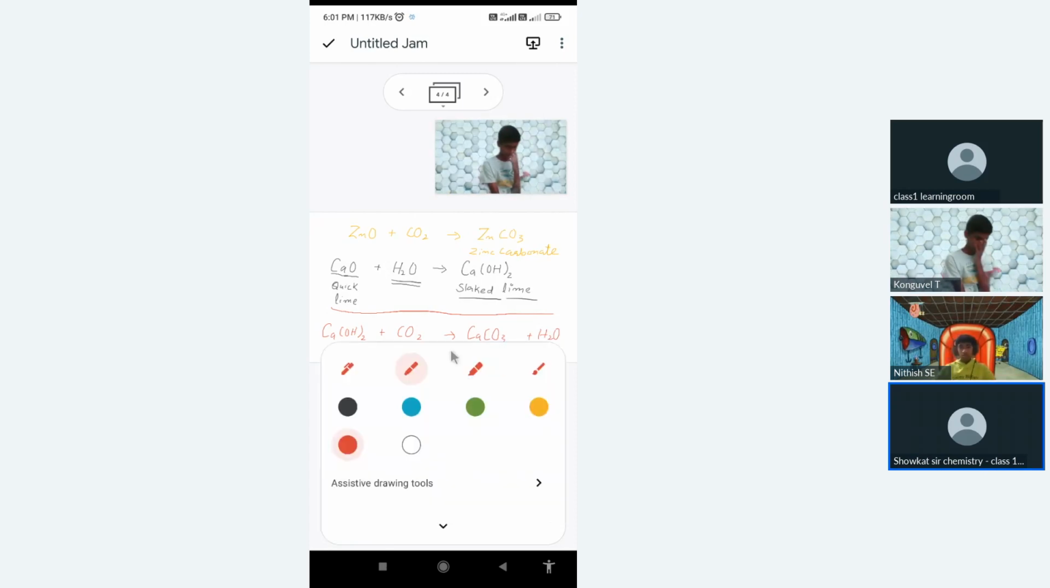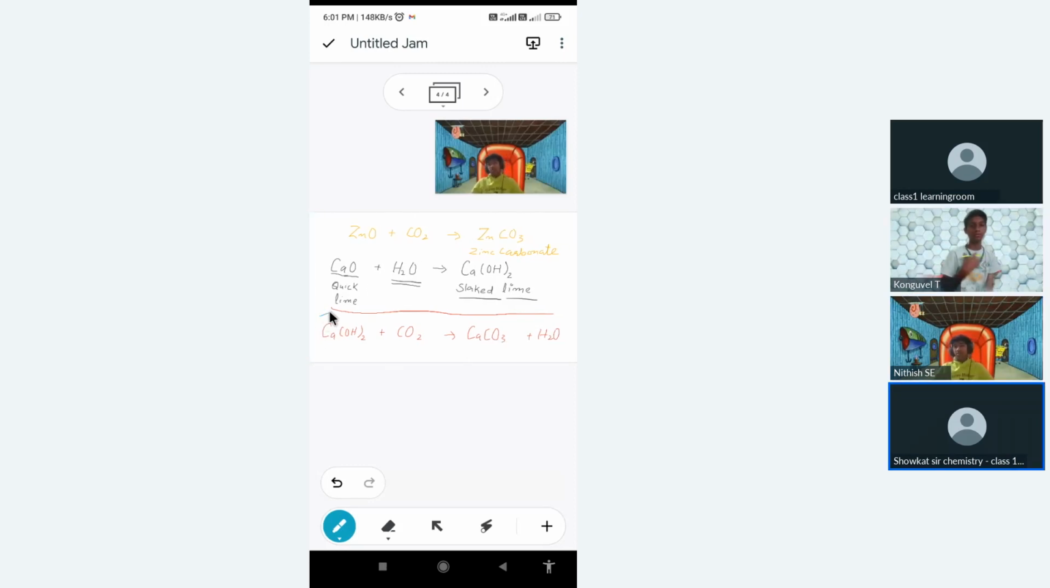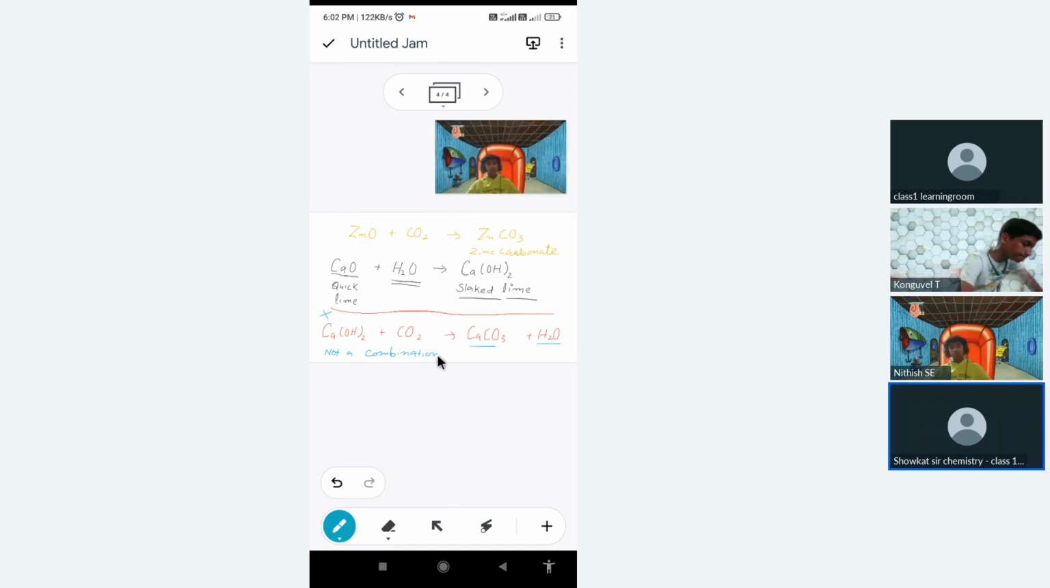Can you tell me why? Because there are two products. Exactly. So you will remember that it is not a combination reaction because it gives you two products. One is the calcium carbonate, another is the water. So I will write it here that it is not a combination reaction, right? Yes, sir. So it is not a combination reaction, but this reaction is very much important. Can you tell me where this reaction takes place?